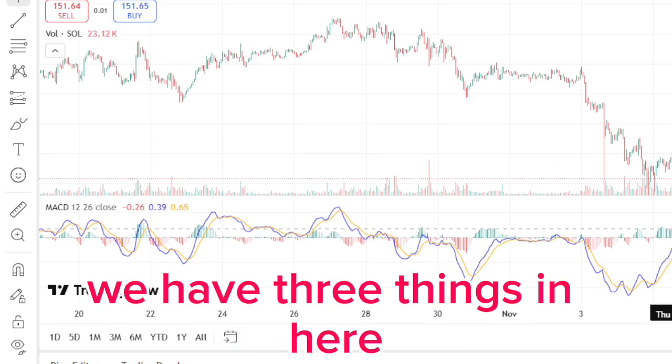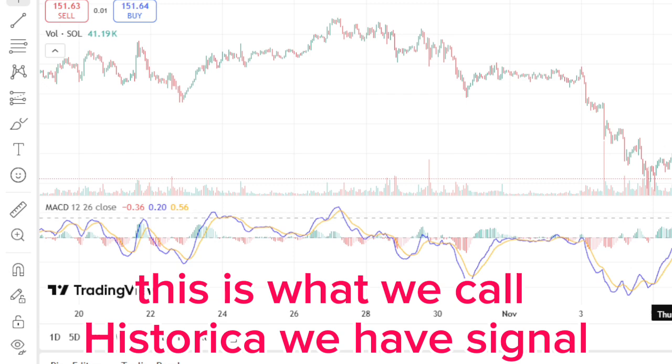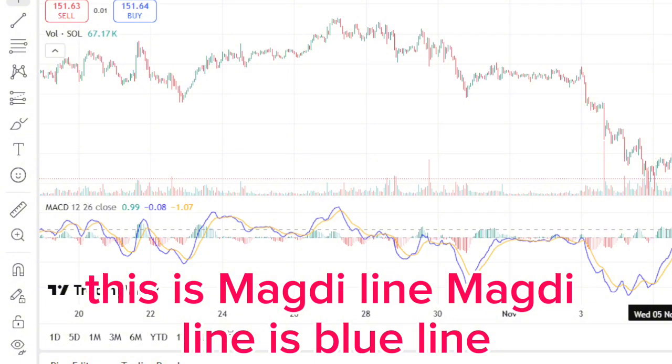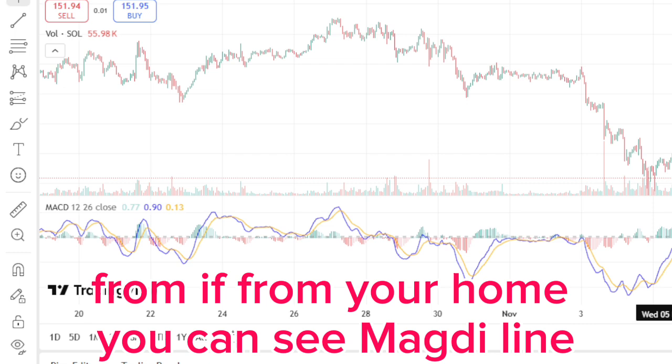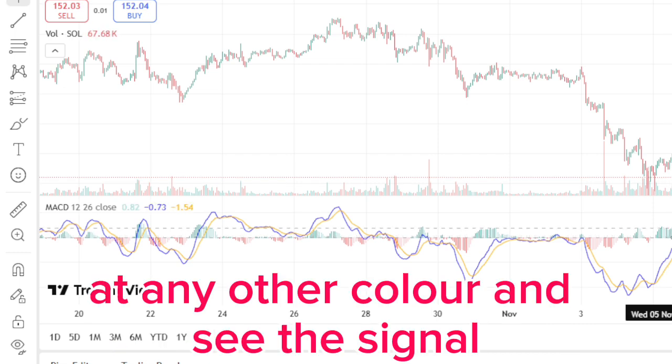So we have three things in here. We have the histogram. We have the signal, this is the signal line below here. This is the MACD line. The MACD line is the blue line, while the signal line is the orange line. From your end, you can see the MACD line at any other color and see the signal.